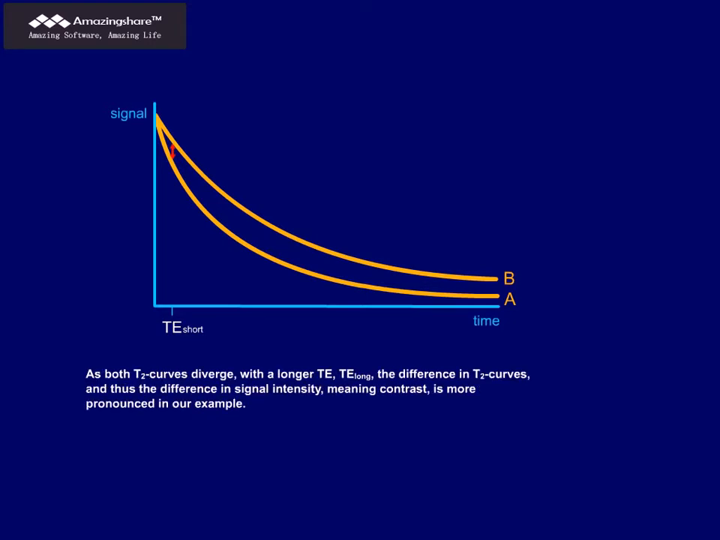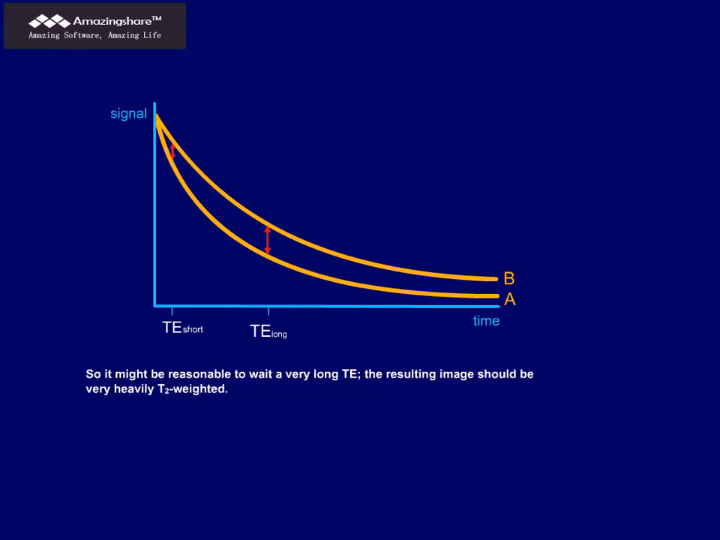Consequence, with a short Te, differences in T2 do not influence tissue contrast very much. As both T2 curves diverge, with a longer Te, Te long, the difference in T2 curves, and thus the difference in signal intensity, meaning contrast, is more pronounced in our example. So it might be reasonable to wait a very long Te. The resulting image should be very heavily T2 weighted.